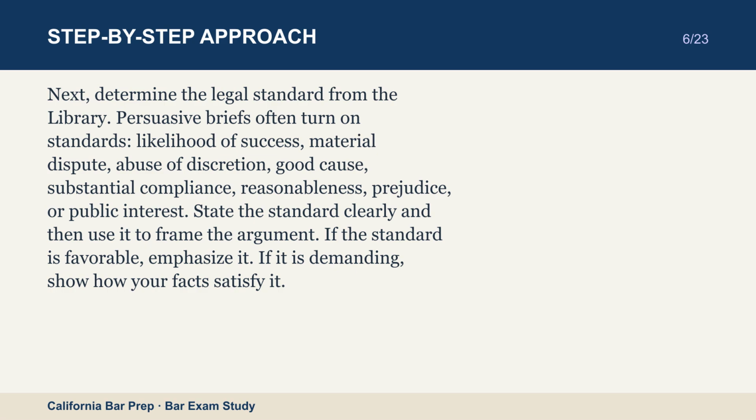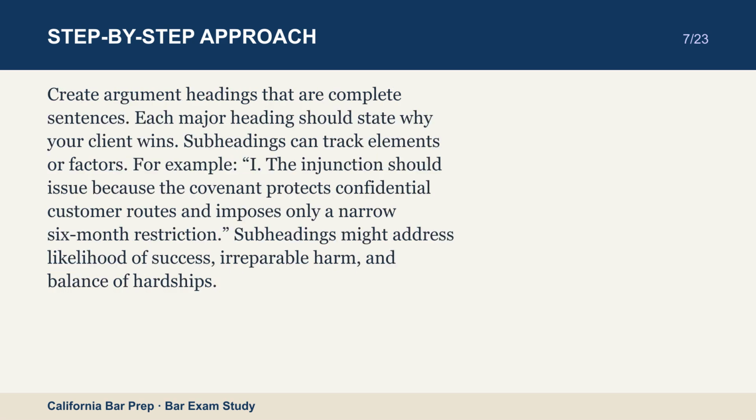Create argument headings that are complete sentences. Each major heading should state why your client wins. Subheadings can track elements or factors. For example, the injunction should issue because the covenant protects confidential customer routes and imposes only a narrow 6-month restriction. Subheadings might address likelihood of success, irreparable harm, and balance of hardships.